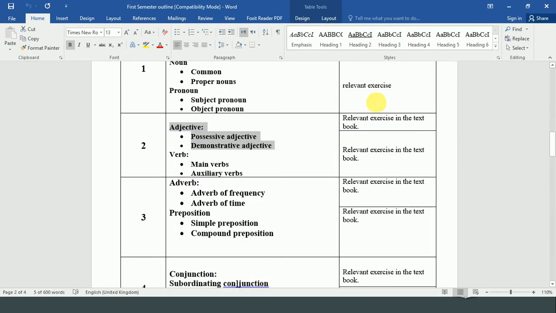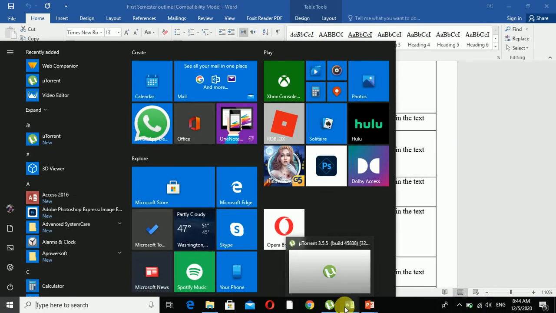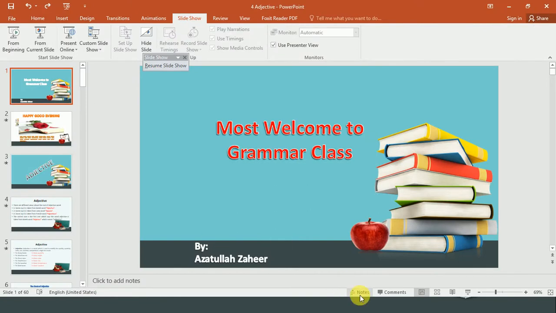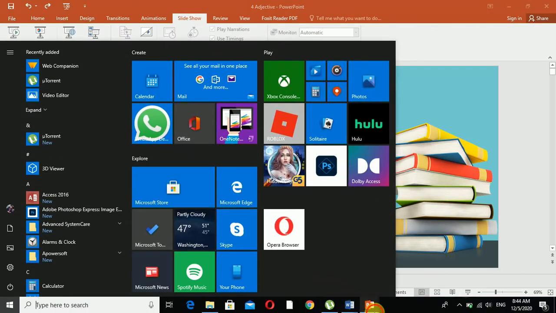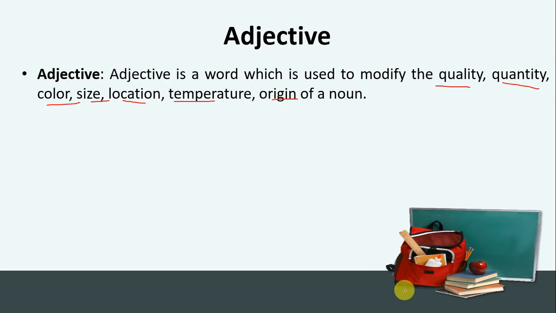But if you want to go into detail, the definition that I am giving you in the slide is pretty complete. I said that an adjective modifies the quality, quantity, color, size, location, temperature, and origin of a noun. Now the question is how? Let's come to the examples. Many books. It modifies the quantity of what? Of books. How many books are there? There are many books. The word many talks about the quantity of books, and book is a noun. So a word which talks about the quantity of a noun is called an adjective.